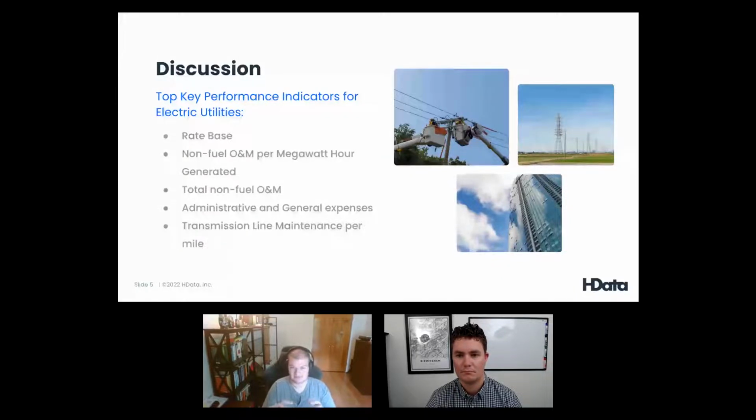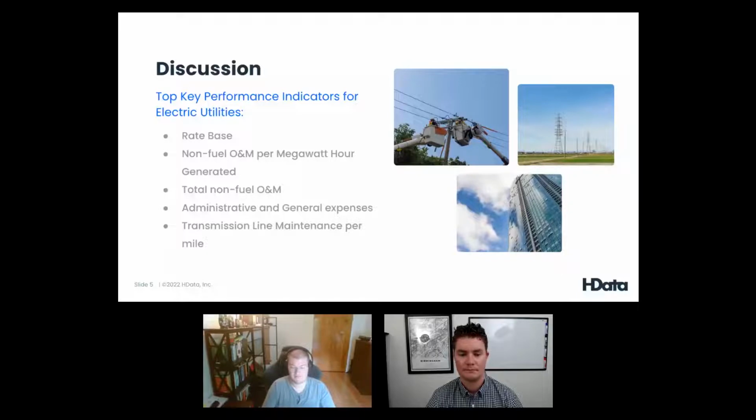So rate base really is a changing metric depending on the state you're in, the regulation in place, and potentially even regulation being reformed. That's why rate base is really important: you need to stay on top of it, and it's a huge number in determining how much money you are making if you're an electric utility, but also, if we are the customers, how much we're going to be paying the utility. A couple of the metrics we see on the screen here: non-fuel O&M per megawatt hour generated.